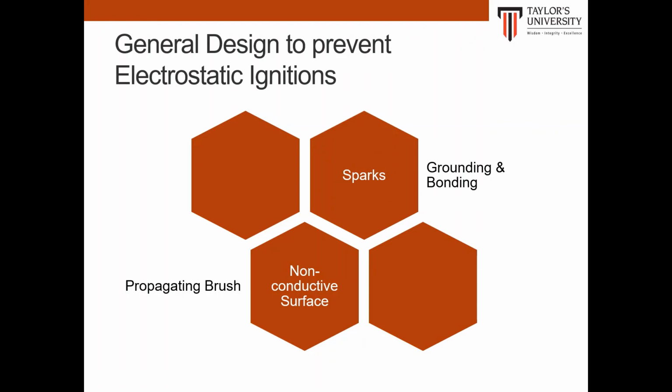Propagating brush discharges are prevented by keeping the non-conductive surface or coating thin enough or conductive enough to have a breakdown voltage below 4 kV. These discharges are also prevented by keeping the metallic backing grounded to eliminate the accumulation of a higher density charge on the metallic interface and the counter charge on the non-conductor surface.